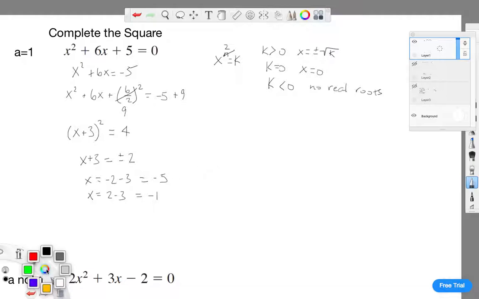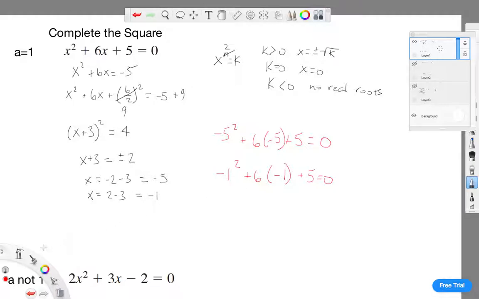And if we wanted to check that, just to make sure, we can take those two numbers and plug them into the original equation. Negative 5 squared is 25, plus 6 times negative 5. So 25 minus 30 plus 5 is in fact equal to 0. And then negative 1 squared plus 6 times negative 1. So negative 1 squared is 1. 1 minus 6 plus 5 again is equal to 0, so our answers are correct there.